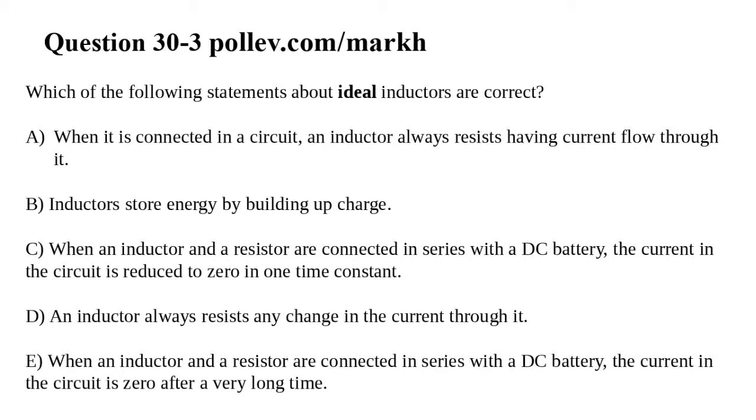So is it A, when it is connected in a circuit, an inductor always resists having current flow through it? Is it B, inductors store energy by building up charge? Is it C, when an inductor and a resistor are connected in series with a DC battery, the current in the circuit is reduced to 0 in one time constant? So D, an inductor always resists any change in the current through it? Or E, when an inductor and a resistor are connected in series with a DC battery, the current in the circuit is 0 after a very long time?